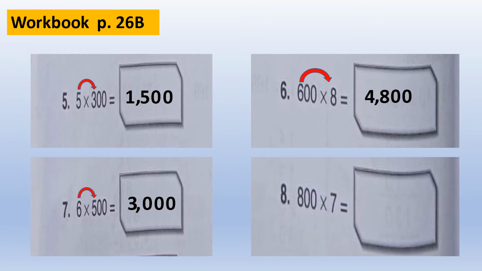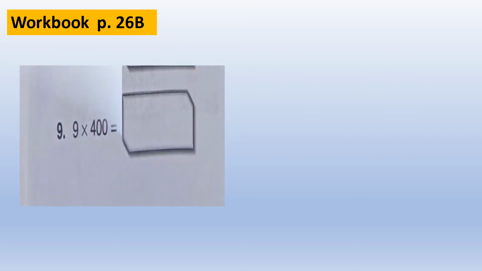Now number 8. So it's the same. Multiply 8 and 7 is 56. Add two zeros. And then put a comma after the third digit from the ones place. So the product is 5,600. The sentence is 800 times 7 is equal to 5,600.